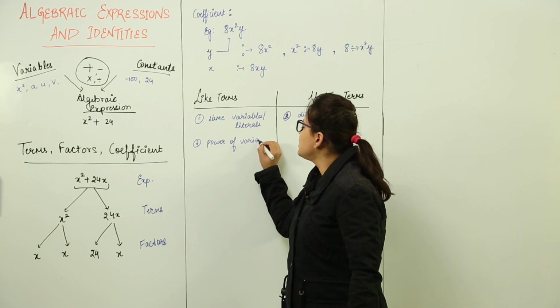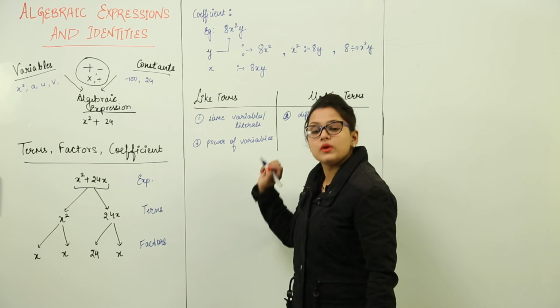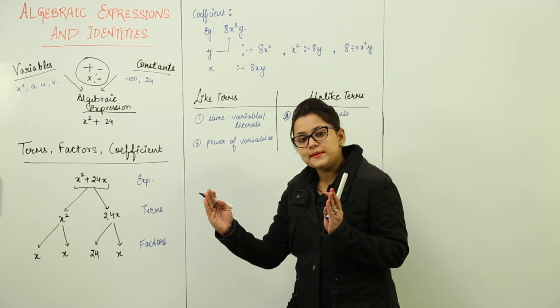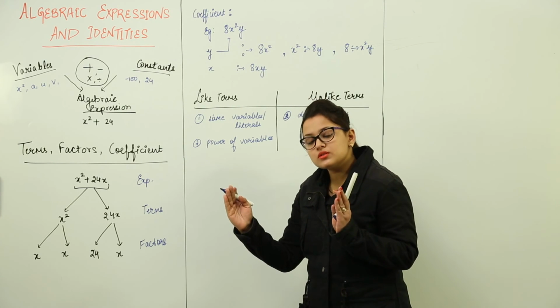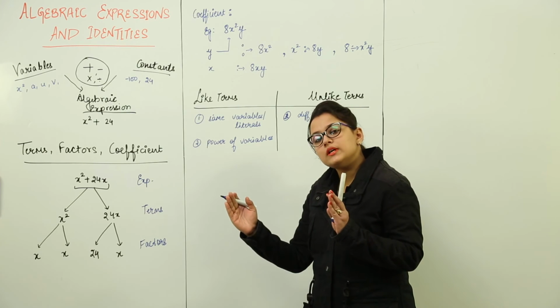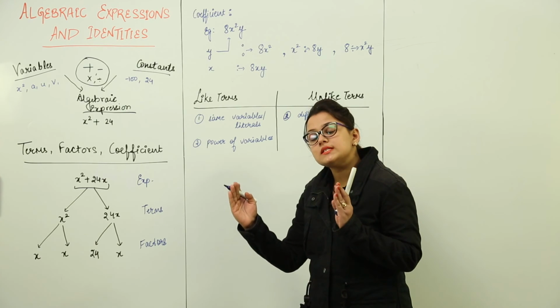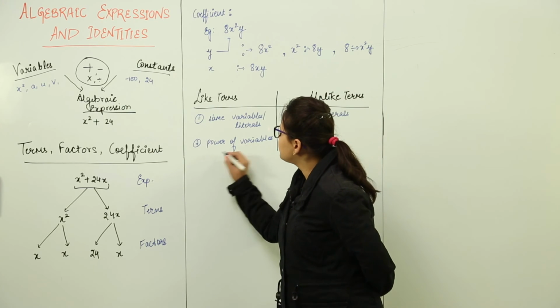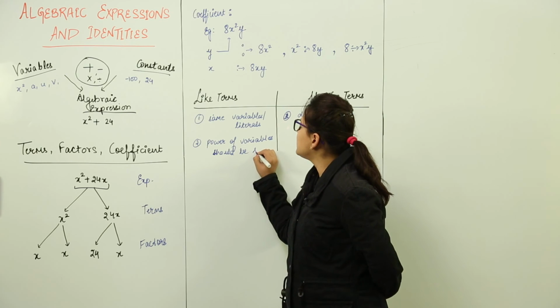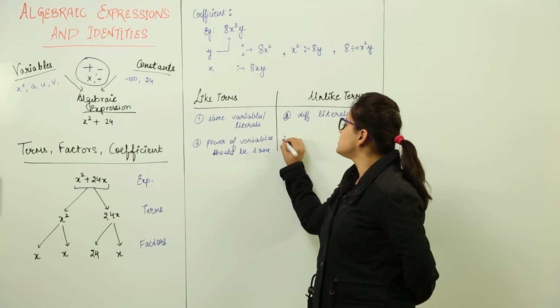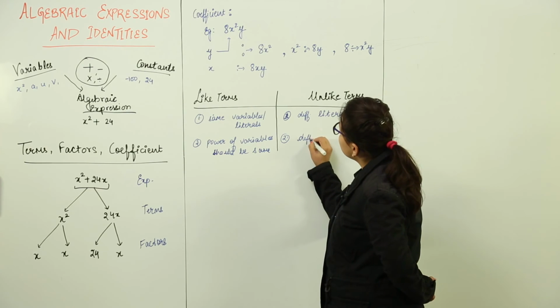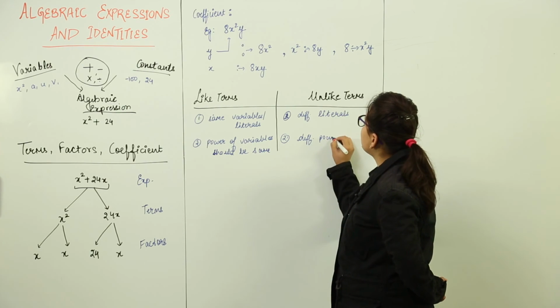For example, let us take x square. If two terms have the variable x square, both having the same power square, that means both have the same power as well as the same variable, and they will be known as like terms. Power of variable should be the same. Otherwise, it would be different. Simple, right? They are opposite of each other. So in that case it would have different powers of variable.